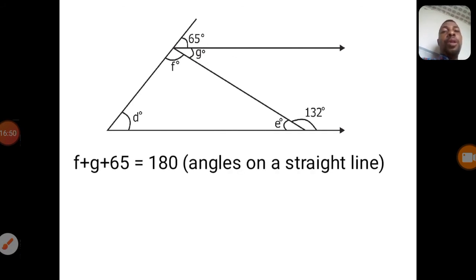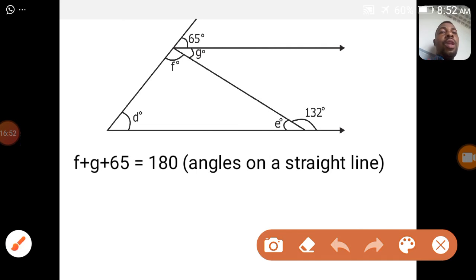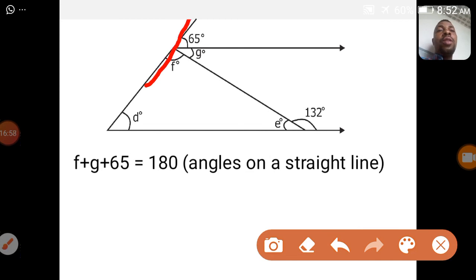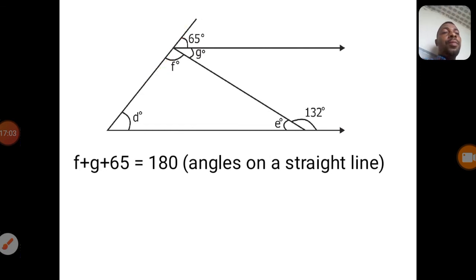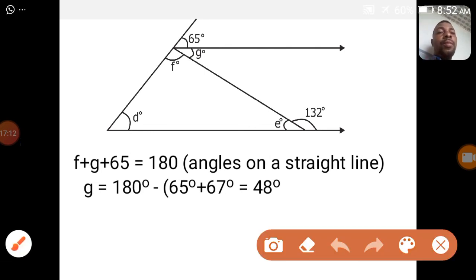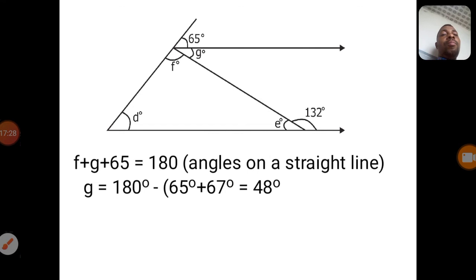Now for us to find G, we will use the concept of angle on a straight line. You see 65, G and F, they are on a straight line. So you substitute the value for F, that is 67. You can see that 180 minus the sum of 65 and 67 will give us what? 48 degrees. That is the value of G.